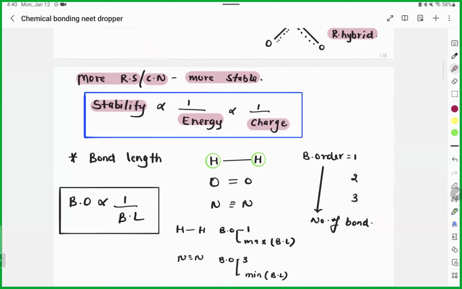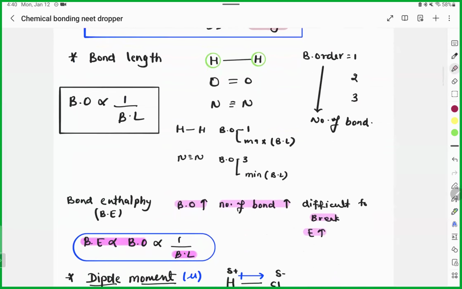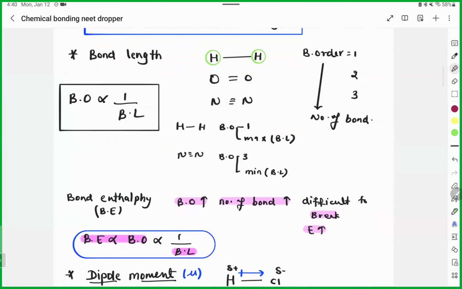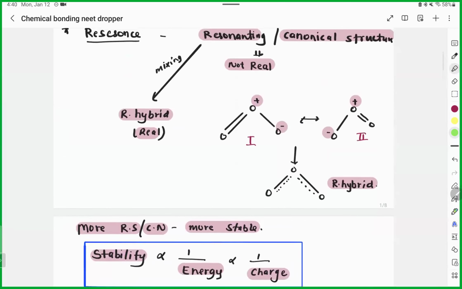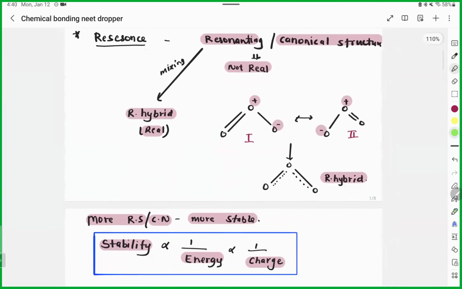Any doubt? Any doubt, guys? Sir, train is crawler. Huh, this is about the resonance. Done, sir.